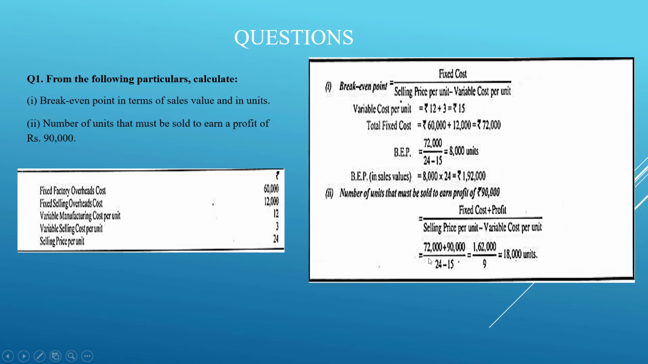So fixed cost plus profit. Fixed cost is 72,000 plus profit is 90,000 divided by selling price per unit. Selling price per unit is 24 minus variable cost per unit 15, that is 12 plus 3 is 15, right? So when you calculate this, you are getting 18,000 units. Now what is this 18,000 units? That means the company has to sell 18,000 units to get a profit of 90,000 rupees. Okay, this number of units, 18,000 units, have to be sold to get a profit of rupees 90,000. Okay, so this is one question.